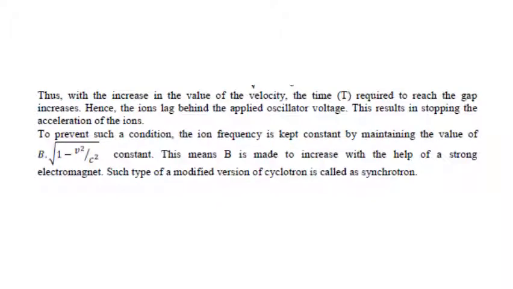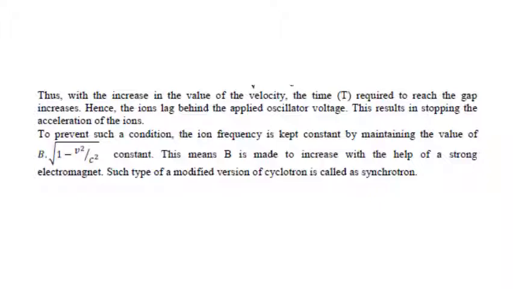This will increase the value of the velocity. The time period required to reach the gap increases. Hence the ion lags behind the applied oscillator voltage, resulting in stopping of acceleration of the ions. To prevent such a condition, the ion frequency is kept constant by maintaining the value of B times root of 1 minus v square upon c square constant. This is the solution for this. So you have to maintain the frequency constant somehow.